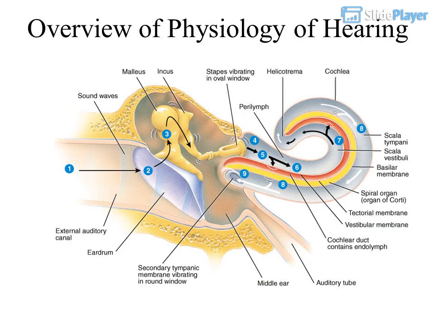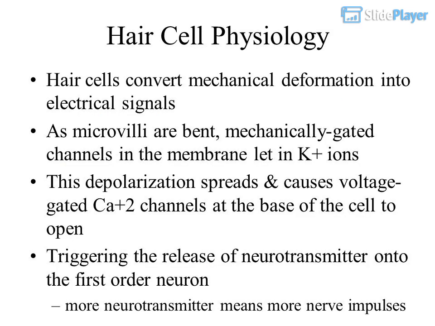Overview of physiology of hearing. Hair cell physiology: hair cells convert mechanical deformation into electrical signals. As microvilli are bent, mechanically gated channels in the membrane let in K+ ions. This depolarization spreads and causes voltage-gated Ca2+ channels at the base of the cell to open, triggering the release of neurotransmitter onto the first-order neuron. More neurotransmitter means more nerve impulses.